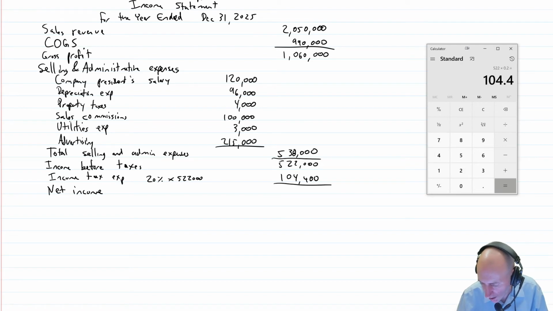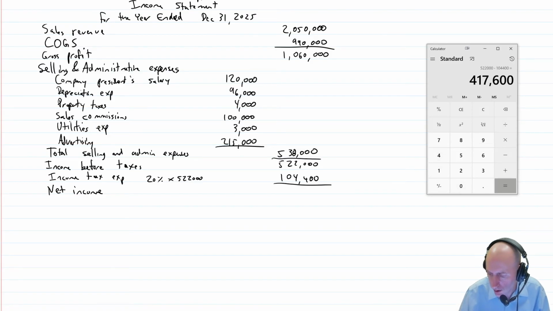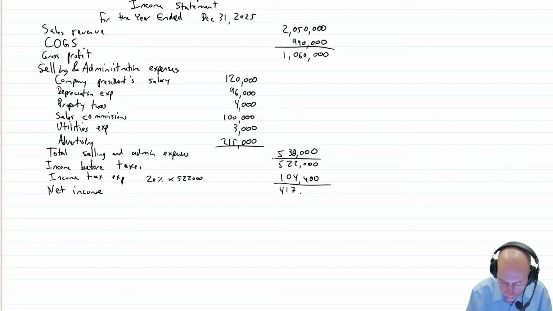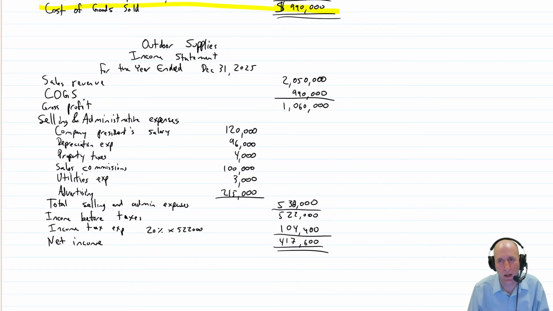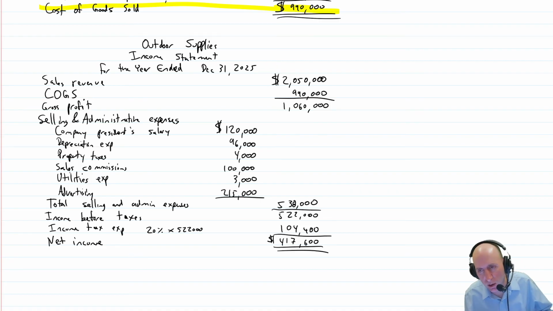This company made 522 minus 104,400, 417,600. That gets a double underline. That is our net income. That is the bottom line of our income statement. We need dollar signs at the top of each column and a dollar sign beside anything that's been double underlined. And there we have it.